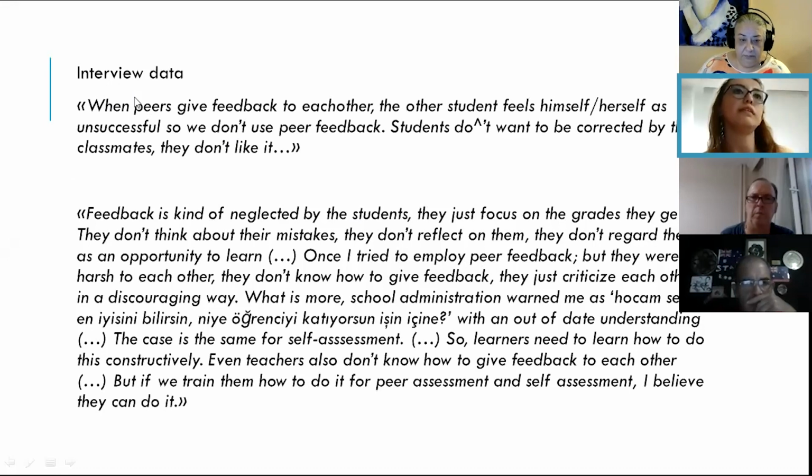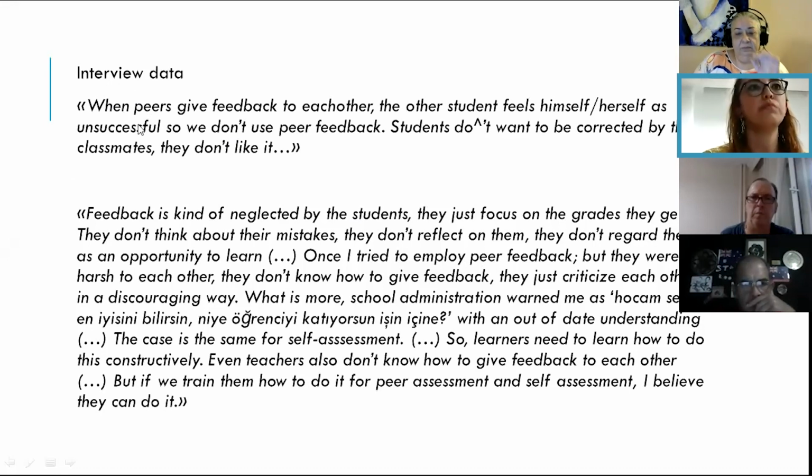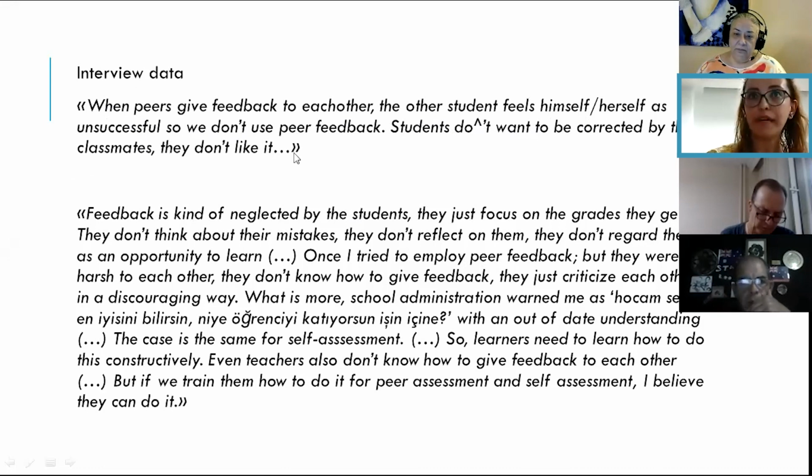When we focused on it more, we see some interesting points of feedback topic. When peers give feedback to each other, the other student feels himself or herself as unsuccessful, so we don't use peer feedback. Students don't want to be corrected by their classmates. They don't like it. Another teacher said, feedback is kind of neglected by the students. They just focus on the grades they get. They don't think about their mistakes. They don't reflect on them. They don't regard them as an opportunity to learn.